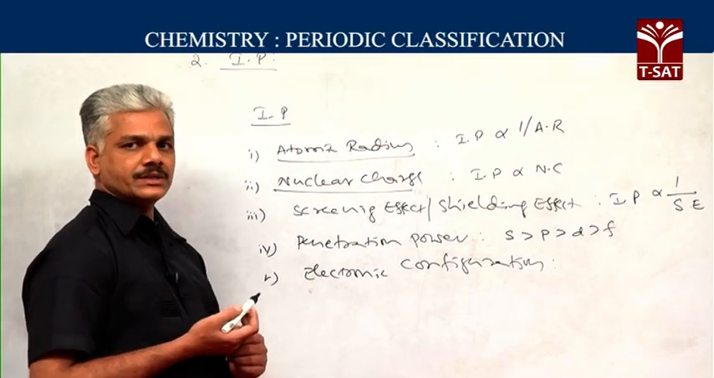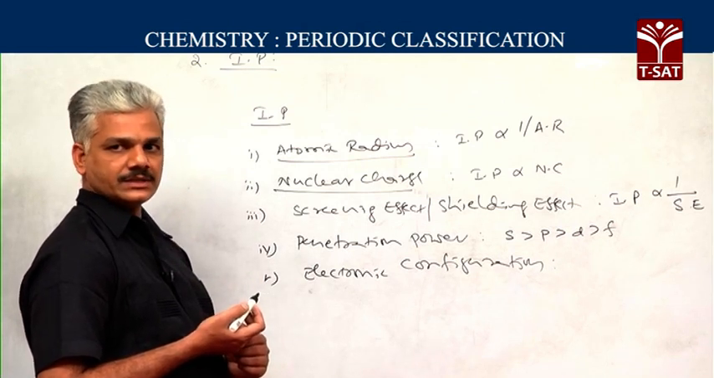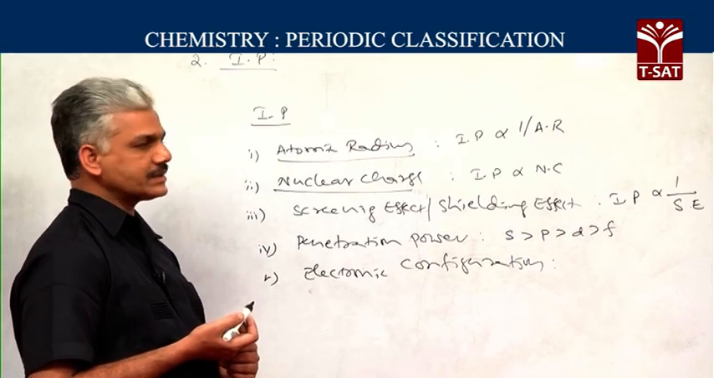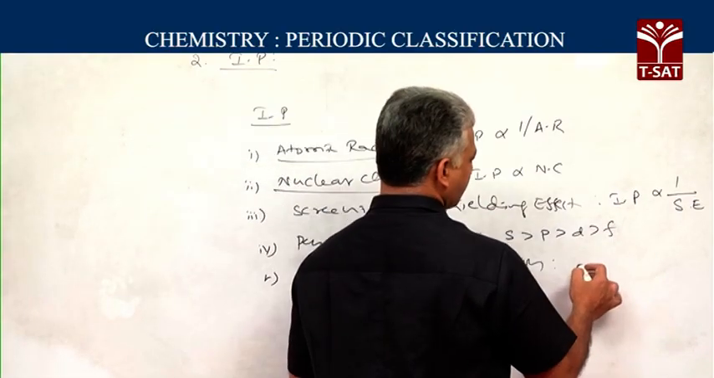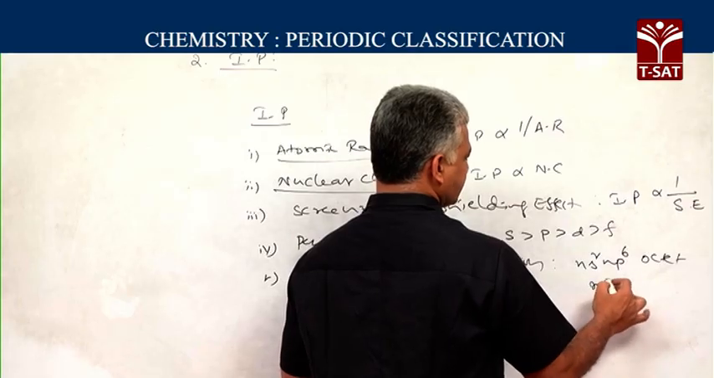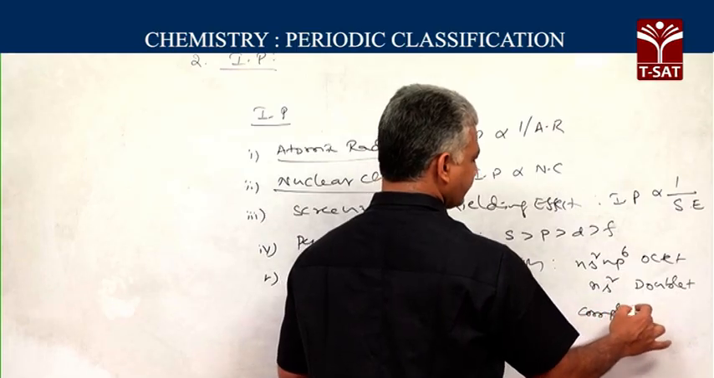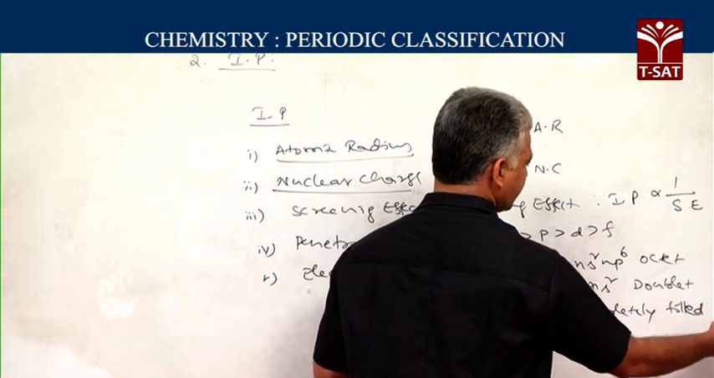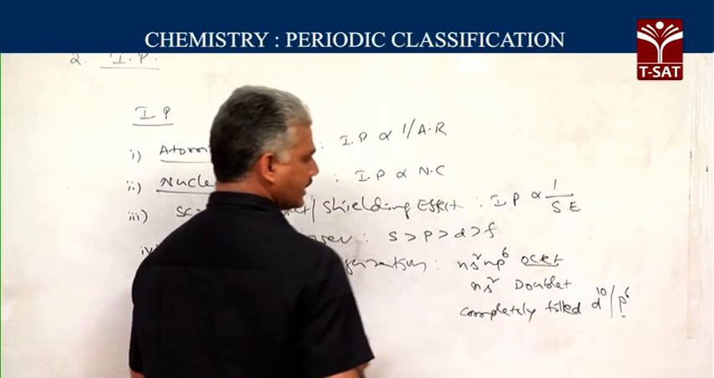Last factor is electronic configuration. Some of the electronic configurations are considered to be stable in nature. Hence, whenever we come across such electronic configurations, the IP value suddenly increases. The most stable electronic configurations are octet configuration, next is doublet configuration, next is completely filled configuration. This completely filled configuration comes in two cases, one is D10, another one is P6. Of course, P6 comes in octet itself.